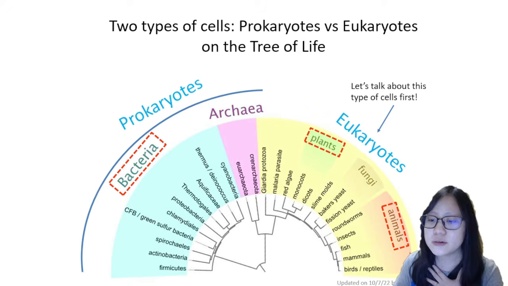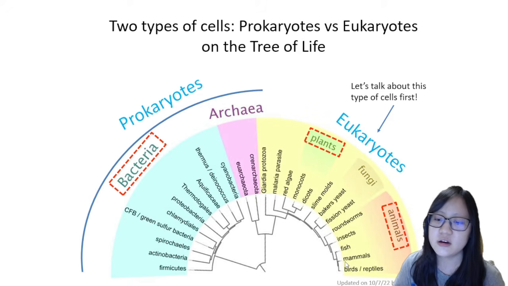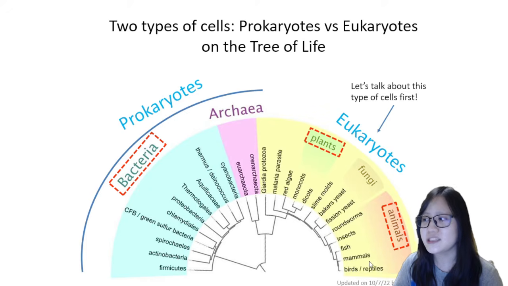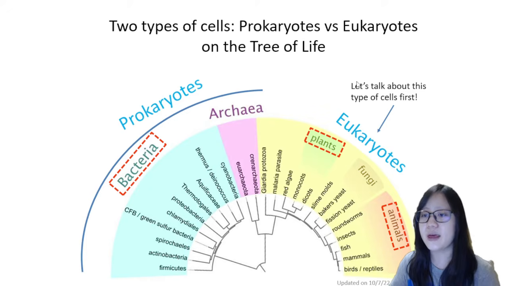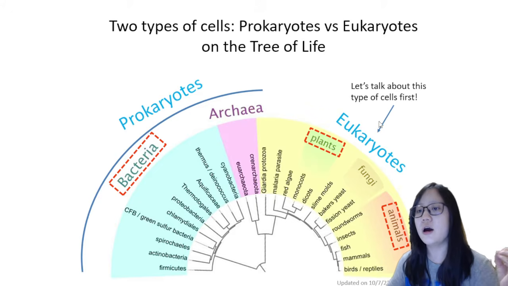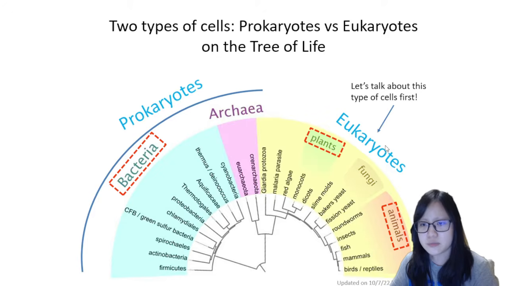We are animals. We are somewhere in this category of mammals here. And there are plants under eukaryotes as well. We are talking about these types of cells first: eukaryotic cells, with eukaryotic cell structure first.